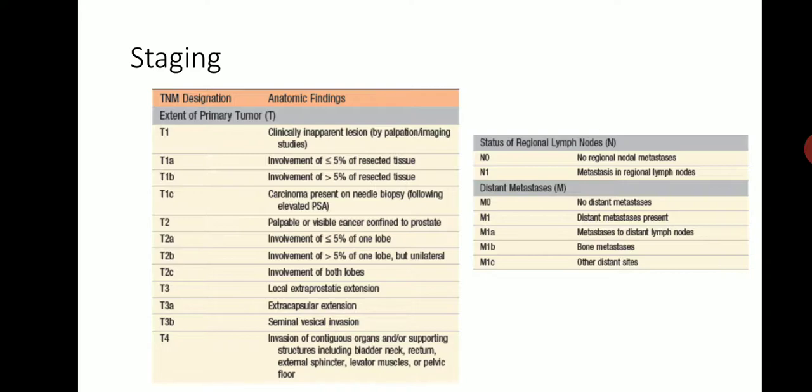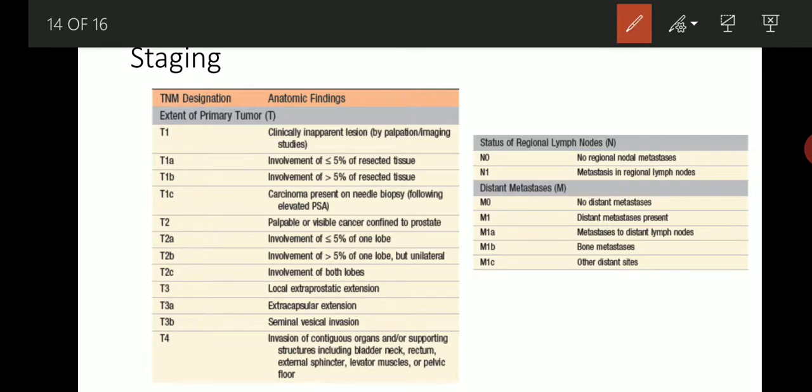The staging is done according to the TNM staging system. T stands for tumor, N stands for the nodal status, and M stands for the status of metastasis, right? A tumor is said to be T1 or T2 if the tumor is confined to the prostate. That means the tumor is still within the prostate, it has not invaded beyond the prostate.